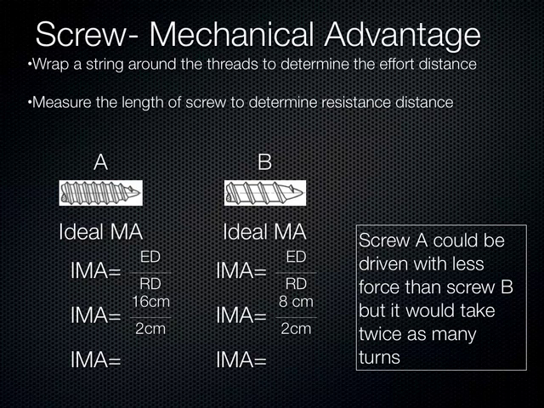B would be easier? You mean less force? Okay. It'd be the same? They're not the same. It would be easier because A has more threads. If you were to unravel the threads, which would be a longer inclined plane? A. That one has the greater mechanical advantage.